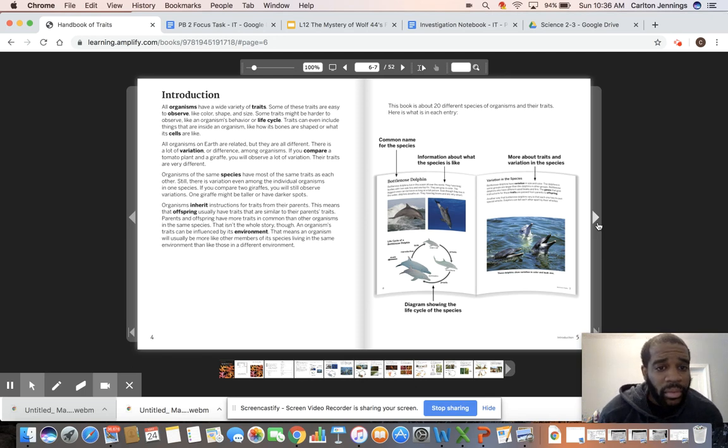Organisms of the same species have most of the same traits as each other. Still, there's a variation among individual organisms in one species. If you compare two giraffes, you will still observe variations. One giraffe might be taller or have darker spots.